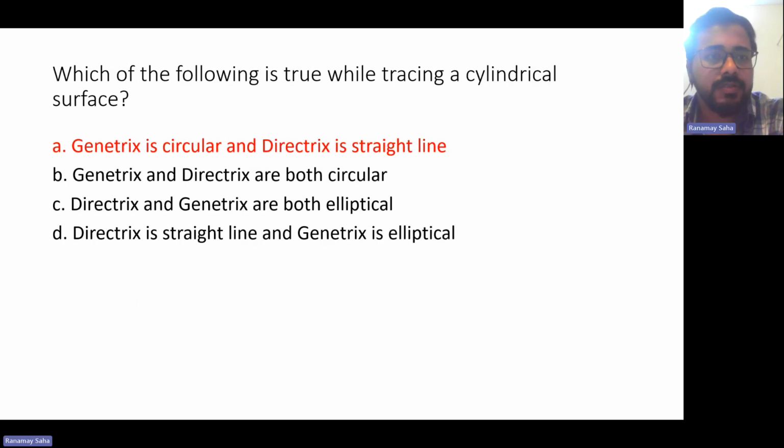Let's move to the next question. Which of the following is true while tracing a cylindrical surface? So geometrics is for circular and straight line, and that is correct here.